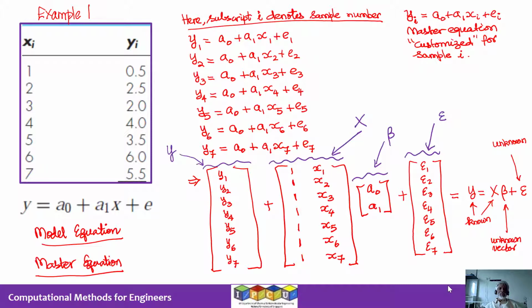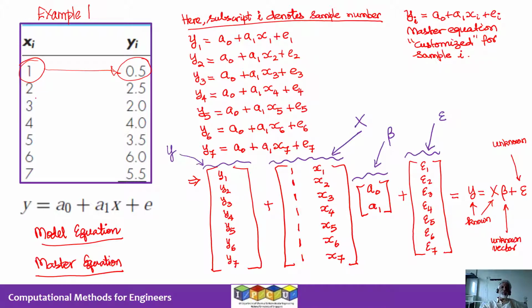We have 7 data pairs x comma y. That means you have a system where x is the input and y is the output, and the experimenter changes the settings of x and obtains readings of y corresponding to that value of x. So for the first sample x1, the value of x is equal to 1, and the corresponding value of y that was obtained is y1, which is equal to a numerical value of 0.5.